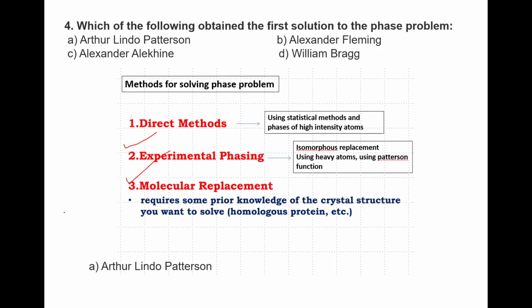Which of the following obtained the first solution to the phase problem? As I said, the first solution to the phase problem was given by experimental phasing, which was done with the help of the Patterson function. The scientist who did that is Arthur Lindo Patterson. So the answer to this question is A.